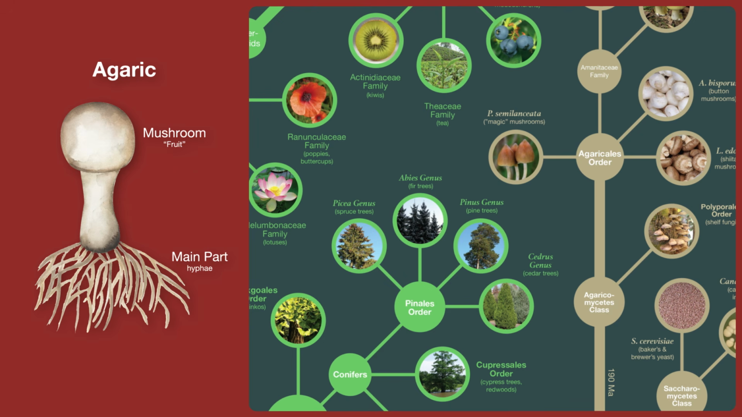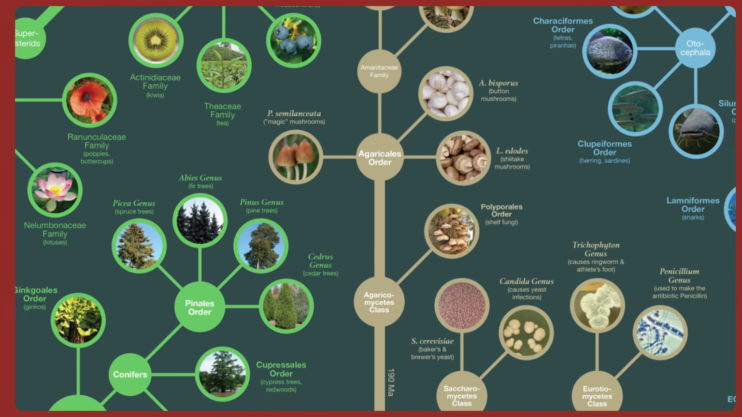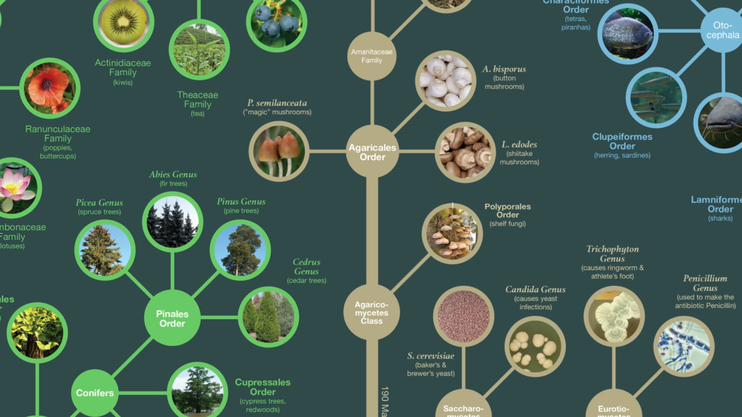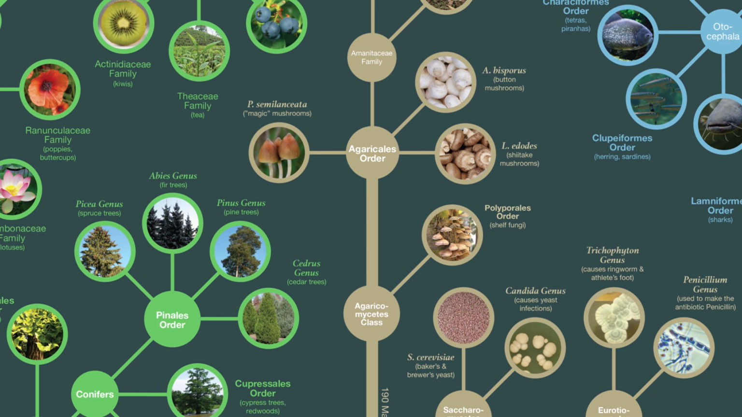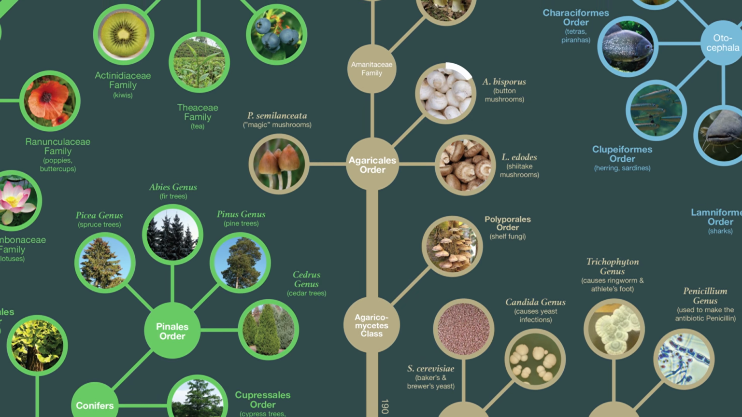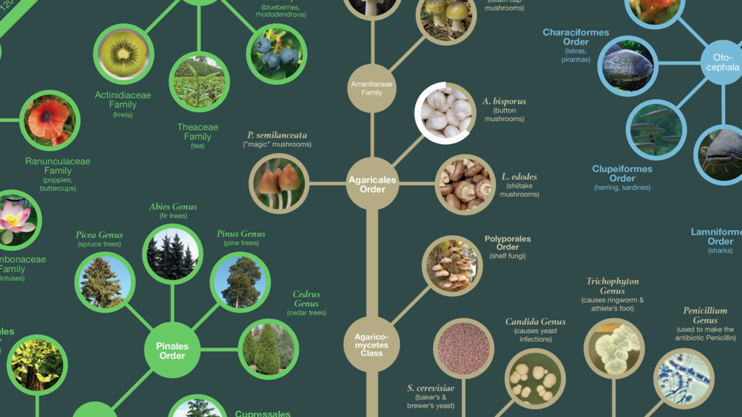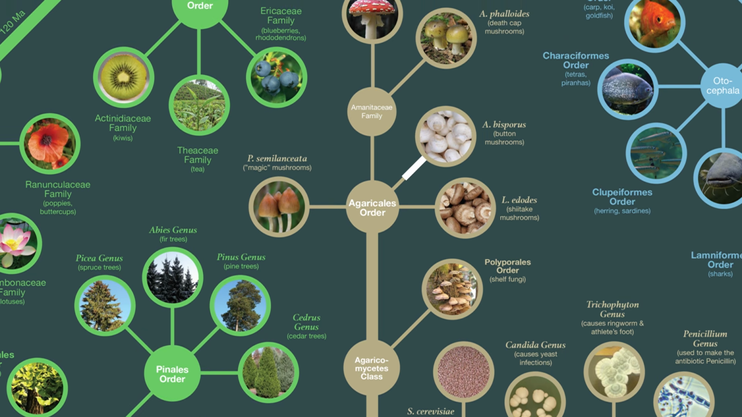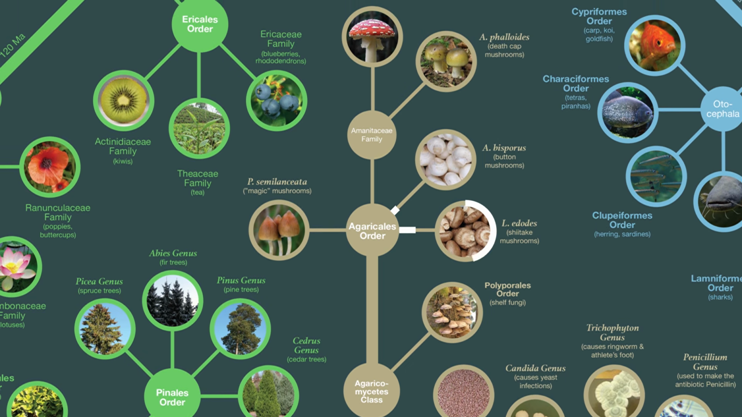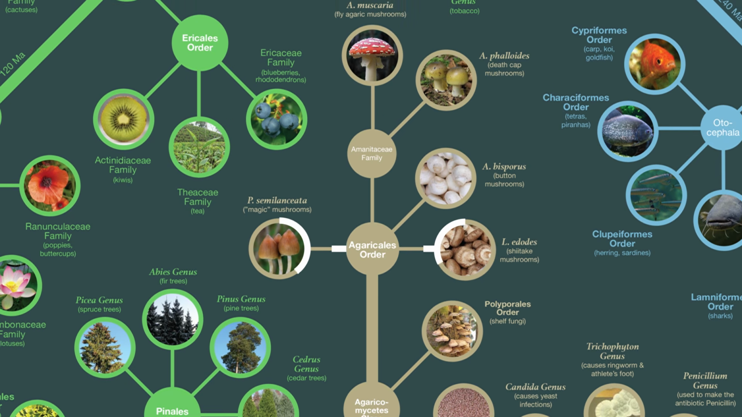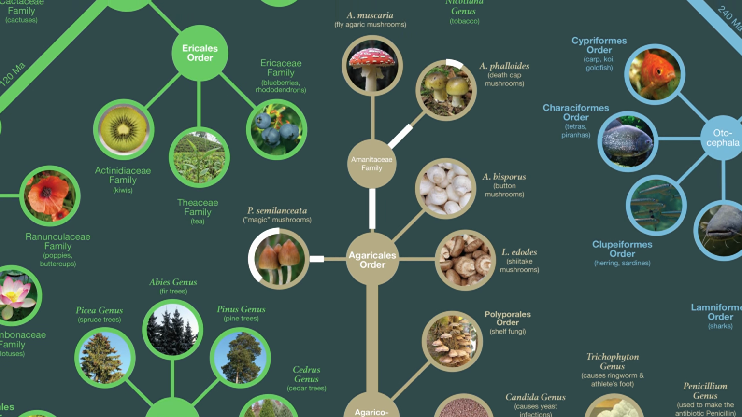The main part of an agaric, or any fungi for that matter, is actually the network of hyphae that I mentioned earlier, which in this case is located underneath the mushroom. The largest mushroom order is actually the Polyporales order, which includes all of the shelf fungi that grow on the side of trees. In contrast, the main type of edible mushroom, Agaricus bisporus, also known as button mushrooms, belongs to the Agaricales order, which also includes shiitake mushrooms, psychedelic mushrooms, and the super poisonous deathcap mushroom.